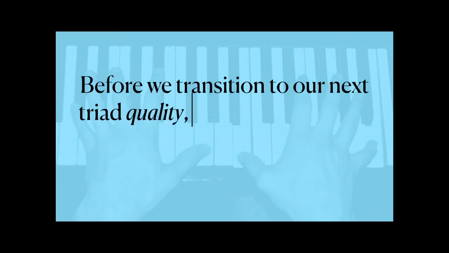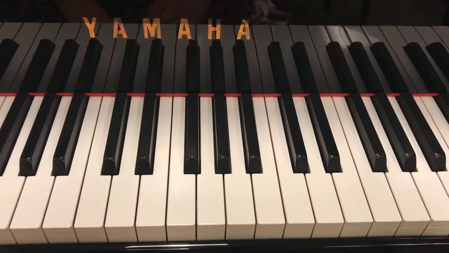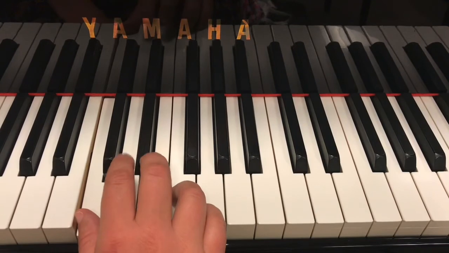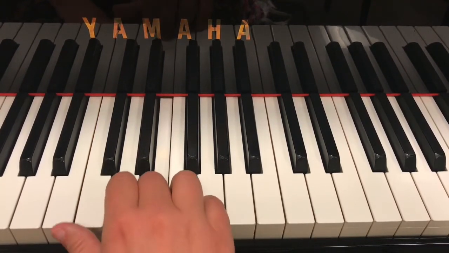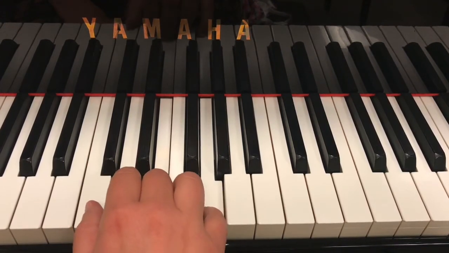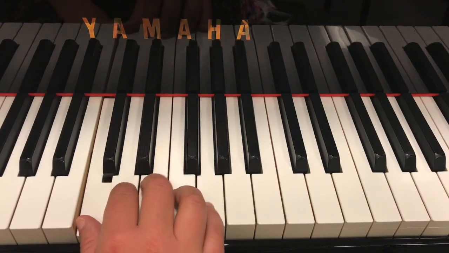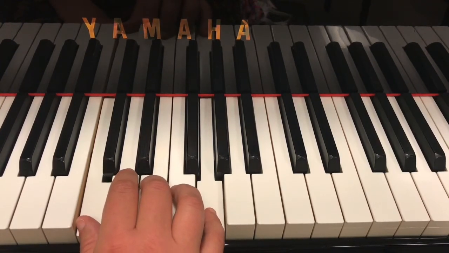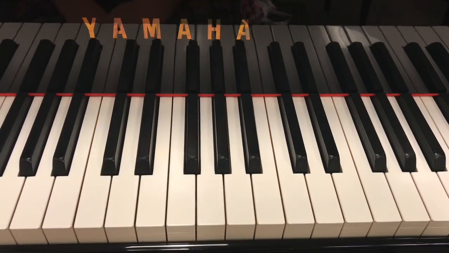Before we transition to our next triad quality, I'd like to take some time to demonstrate what these triads sound like. Let's start by listening to what these intervals sound like. C up a major third to an E, E up a minor third to a G, C up a perfect fifth to a G, and when we put that third in the middle, which is the E for our C major triad, this is how our major triad sounds all together.